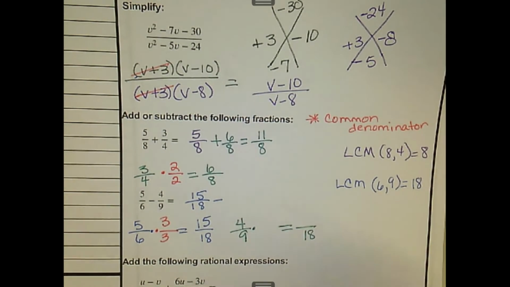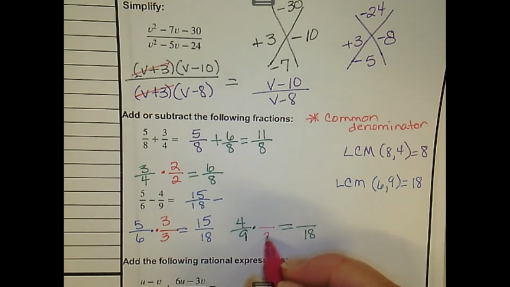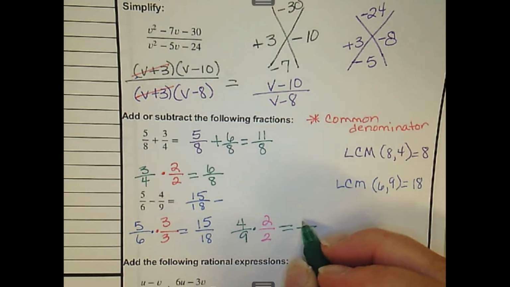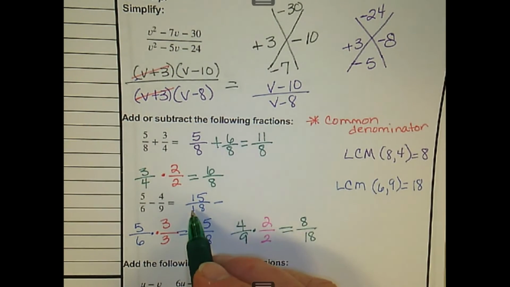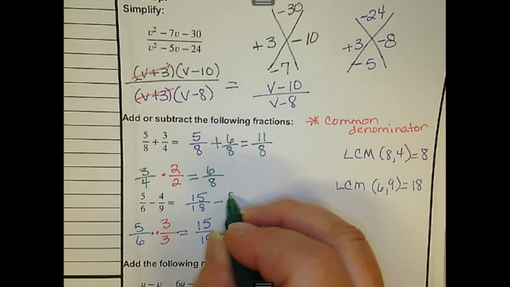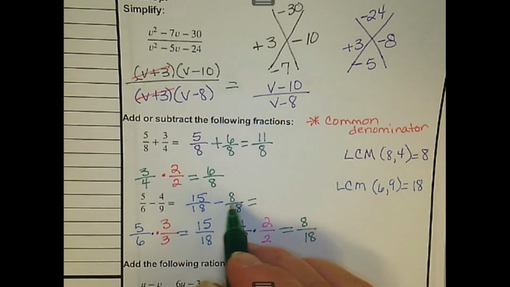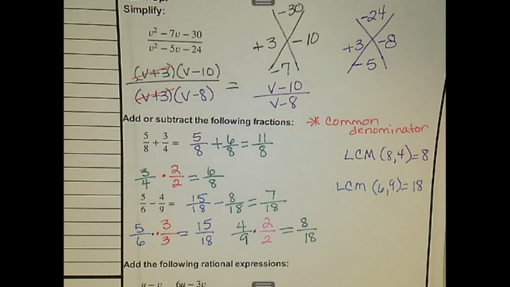Okay, 9 times what gives me 18? That will be 2. Got to do it to the numerator also. So this is 8 over 18. 15 over 18 minus 8 over 18. 15 minus 8 is 7 over 18, and we're done.